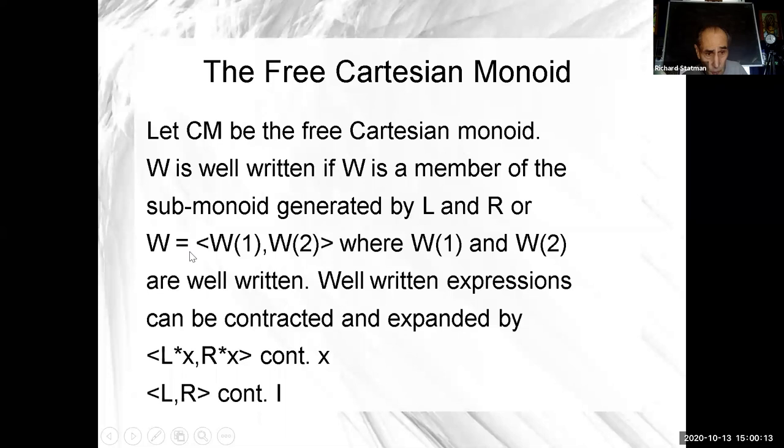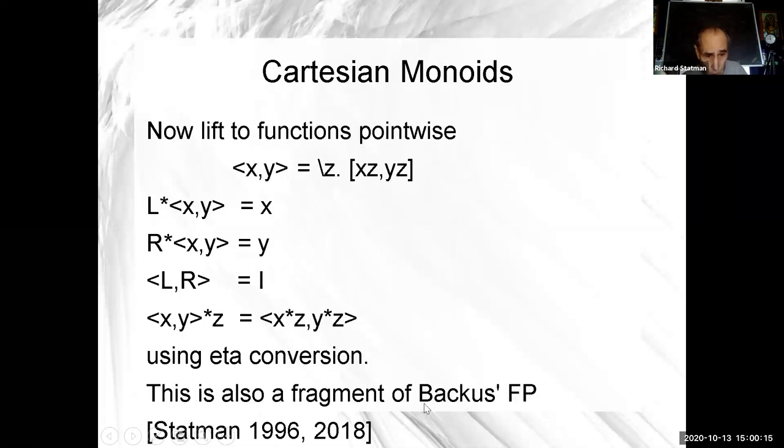Interestingly enough, this is a fragment of Backus's FP. So we have another connection. Now Backus's FP does not contain lambda calculus, but it contains enough axioms. In fact, it contains at least all of these. So here we have another connection to functional programming which does not go through lambda calculus.